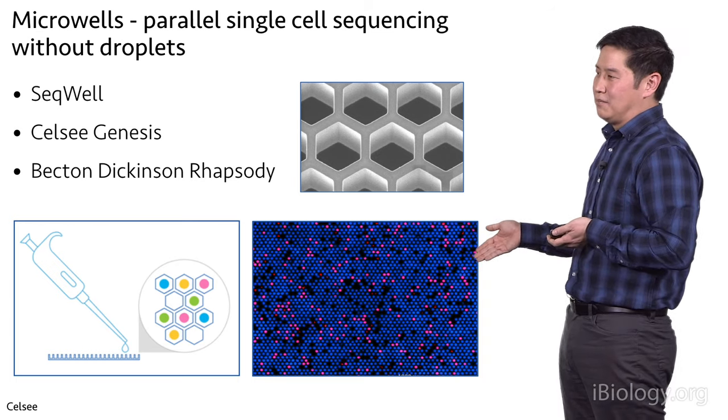And so if you had four 384-well plates at each step, or 1536 combinations at each step, you can generate about 2.4 million different combinations. And so this is just with two rounds of barcoding.